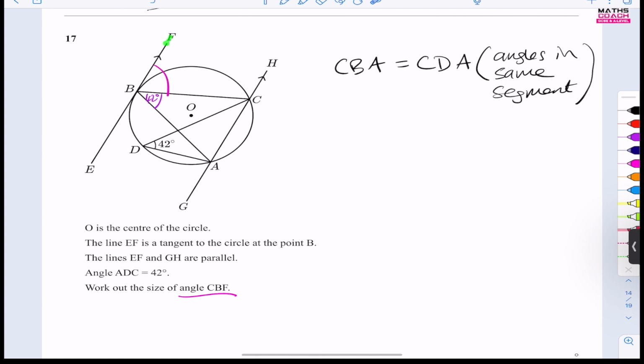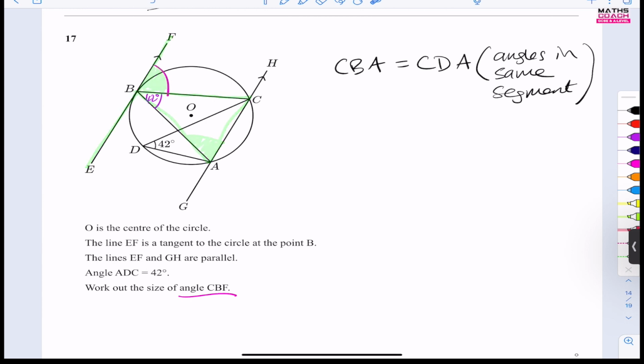Next, if you look at this, this is a tangent, okay? And we have a rule for that. See this triangle right there? We have the alternate segment theorem. So this angle here is going to be the same as this angle right there. Okay, they're going to be equal to each other.